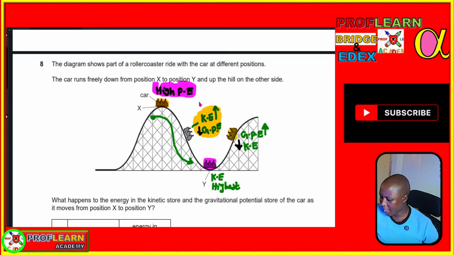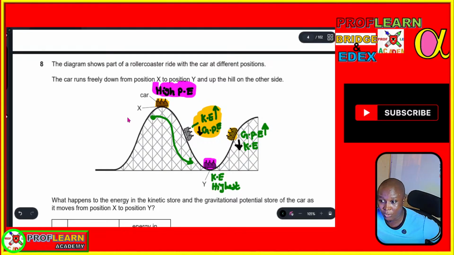So in question number 8, we're going to focus on the law of conservation of energy. I keep mentioning momentum, but I'm talking about the law of conservation of energy: energy cannot be created nor destroyed, but it can be converted from one form to the other. At the highest point, we have high gravitational potential energy. As the car moves down, potential energy will be decreasing as kinetic energy is increasing.